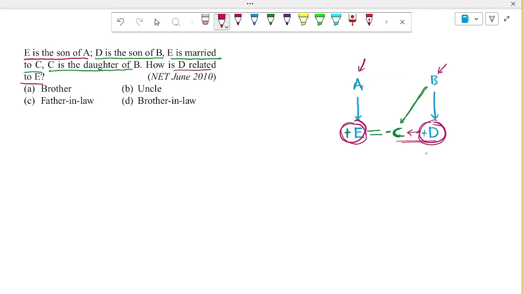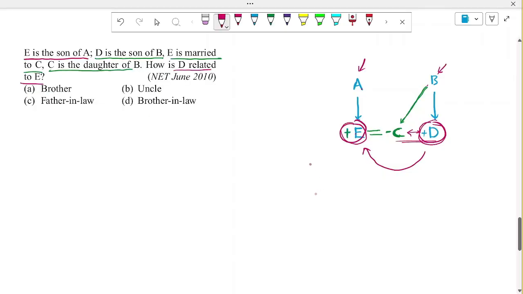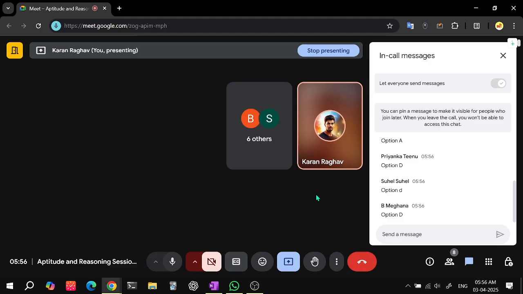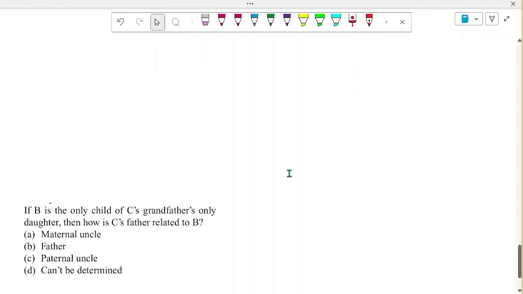A's son has married B's daughter. And she is having a brother. This brother is having what relation with this E? So the answer is D. It is brother-in-law. Okay. Questions are simple, but you should try to understand the relationship. Fine. Then we'll go to the next question.